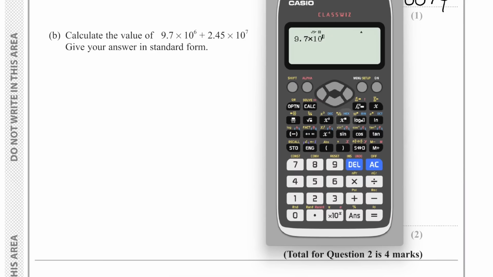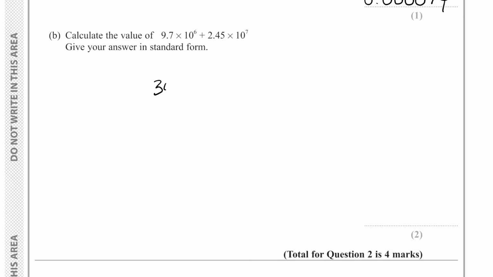So 9.7 times 10 to the power of 6 plus 2.45 times 10 to the power of 7, and we get 34,200,000. So we need to write that in standard form. It's going to be a number between 1 and 10, which is 3.42 times 10 how many times? So it's 1, 2, 3, 4, 5, 6, 7 times.